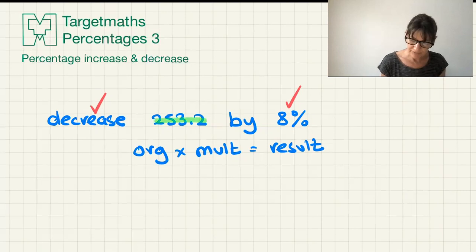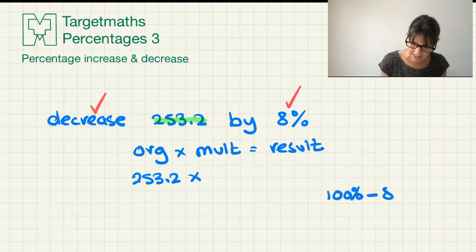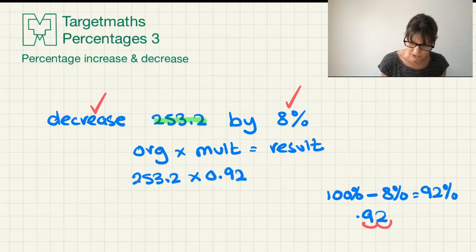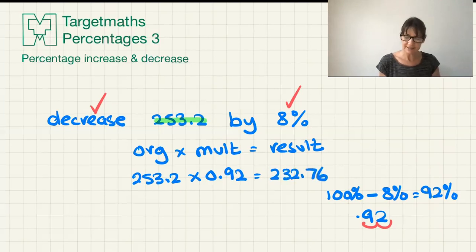Okay, so what's my original? My original is 253.2. My multiplier needs working out. It's a decrease, so it's 100% take 8%, which is 92%. So I'm going to move in 2 places. My decimal point is going to end up here. So I'm multiplying by 0.92, check it in the calculator, and I get 232.76 as my final answer. Perfect.